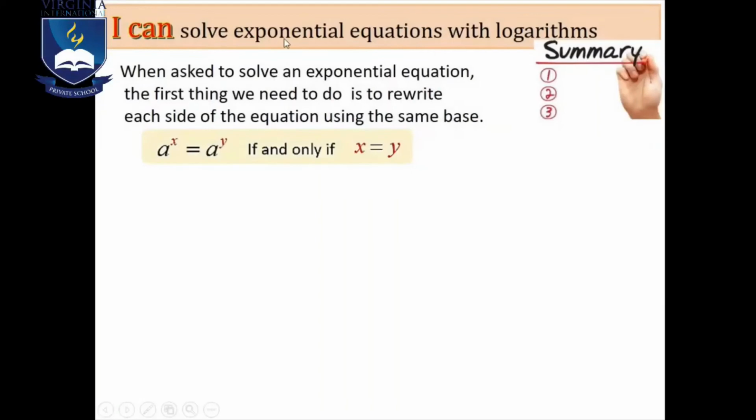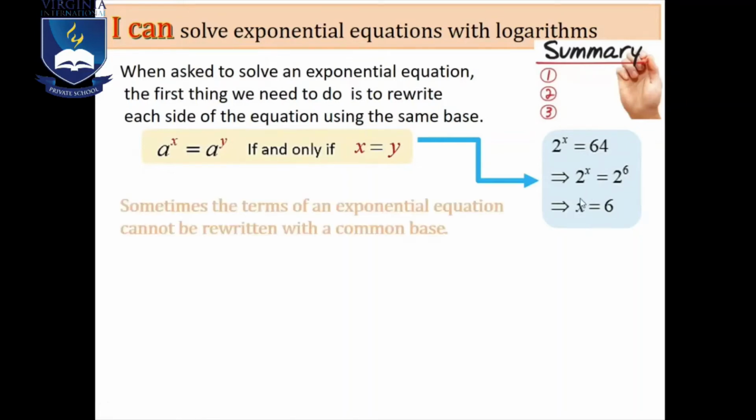I can solve exponential equations with logarithms. When asked to solve an exponential equation, the first thing we need to do is to rewrite each side of the equation using the same base. A to the power of x equals a to the power of y if and only if x equals y. For example, 2 to the power of x equals 64. We're going to rewrite 64 as 2 to the power of 6. So 2 to the power of x equals 2 to the power of 6. So the answer is x equals 6.